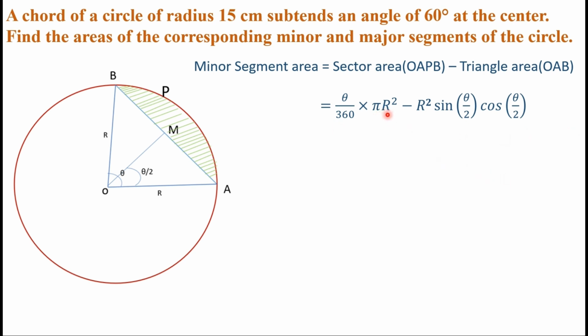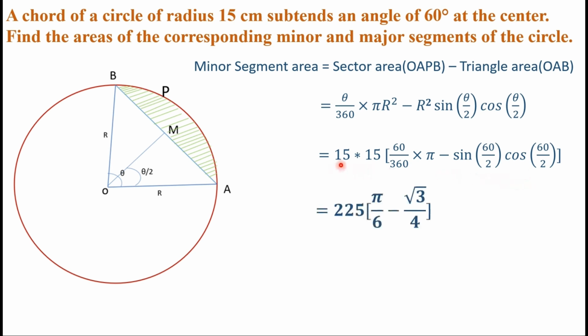R is equal to 15 centimeters and theta is equal to 60 degrees. And here you can see that in both terms we have r square, so you can take it out. If you take out the r square, that becomes 15 into 15. And inside we have 60 by 360 into pi minus sin 60 by 2 into cos 60 by 2. If you further simplify it, 15 into 15 is 225, and 60 by 360 is 1 by 6, so it comes as pi by 6 here.